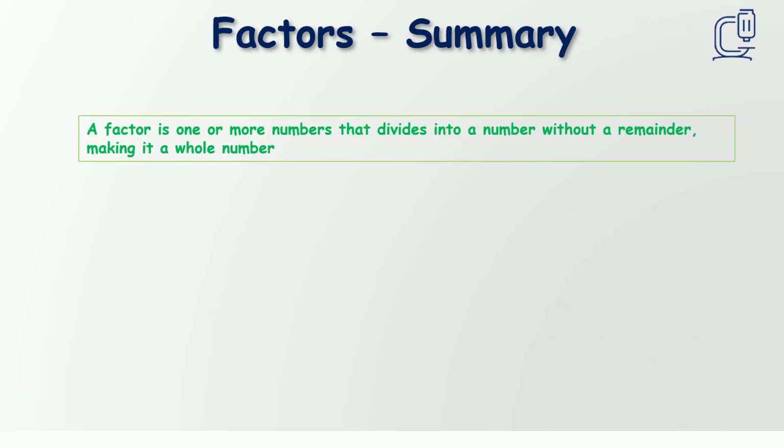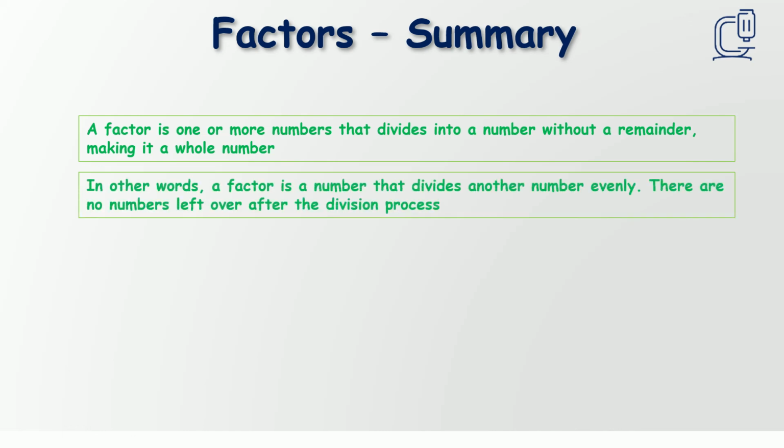So in summary, in this lesson we have learnt that a factor is a number that divides into another number without a remainder, making it a whole number. In other words, a factor is a number that divides another number evenly. There are no numbers left over after the division process. I have also shown you a trick to work out factors of any number without guessing by using the prime factorization process. So the final example is find all the factors of 15. Again, the numbers it can be divided into to give a whole number are 1, 3, 5, and 15.